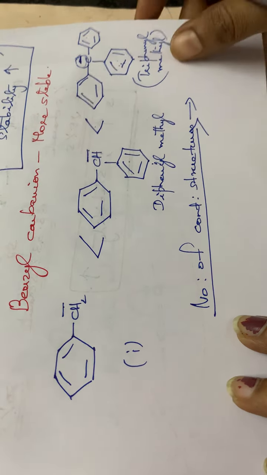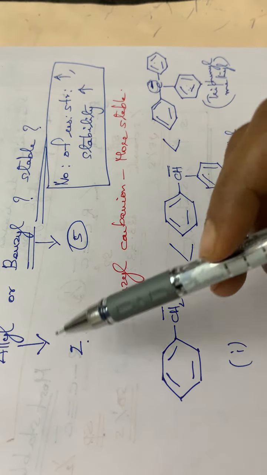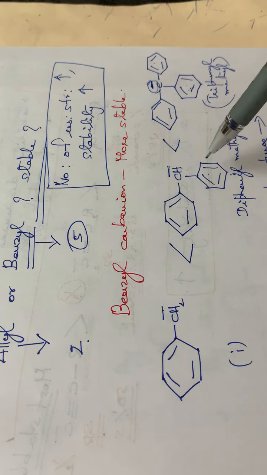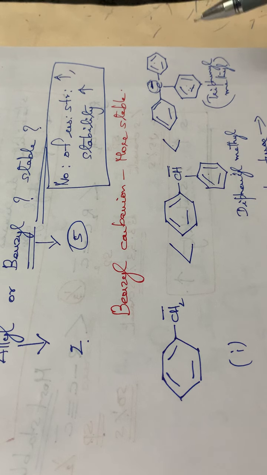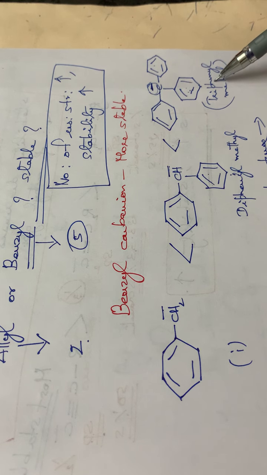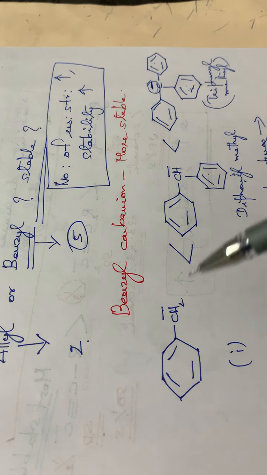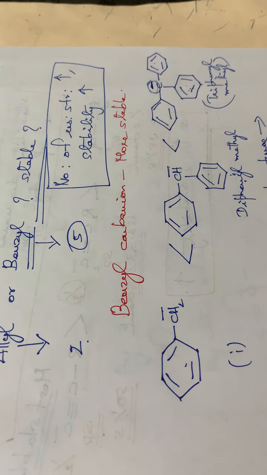Also, sometimes it might be asked: allyl, benzyl, diphenyl methyl, triphenyl methyl, which one will be the more stable? While comparing all these structures, the most stable will be the triphenyl one, then diphenyl methyl, then benzyl, then comes allyl. So that will be the order of stability of these carbanions.